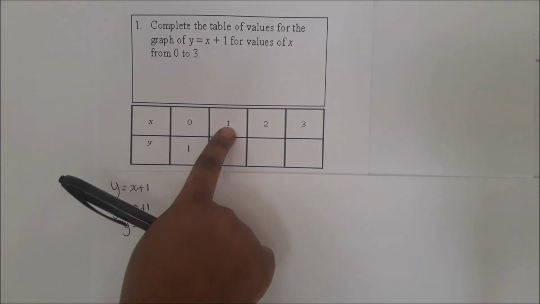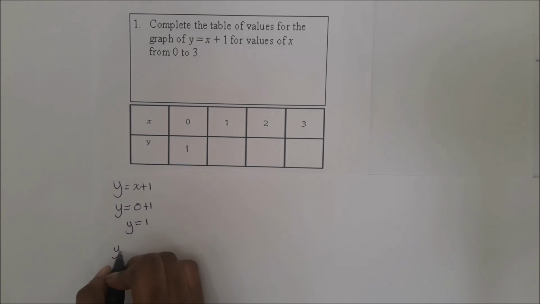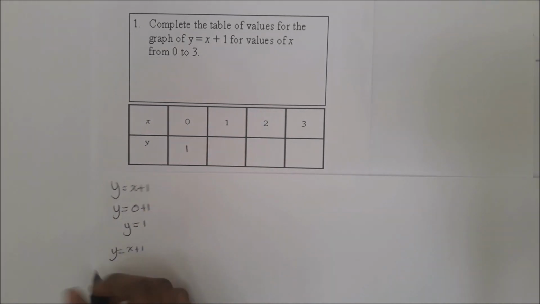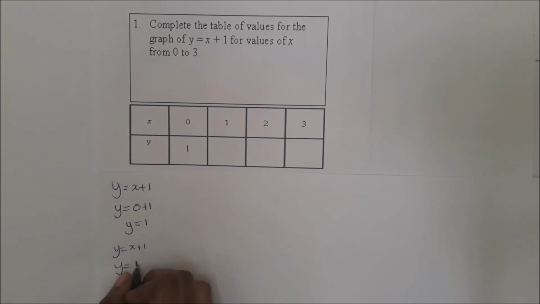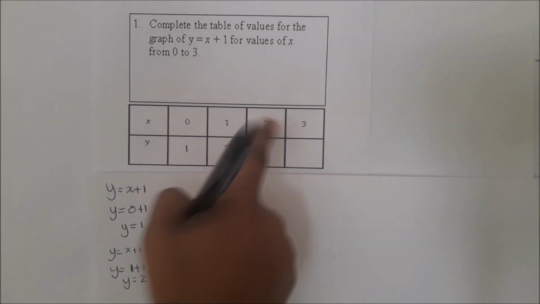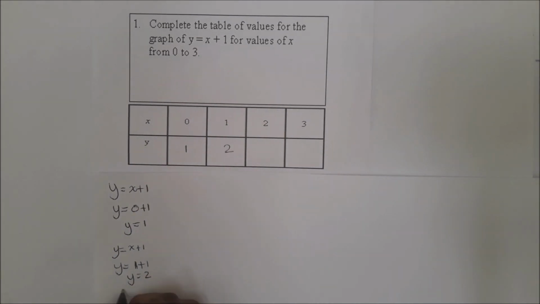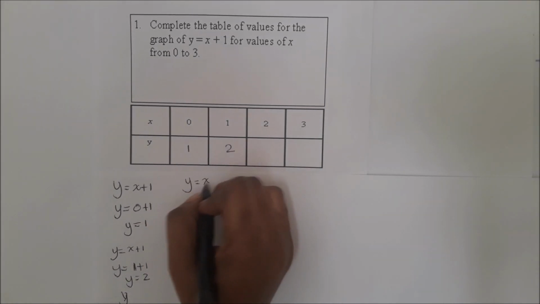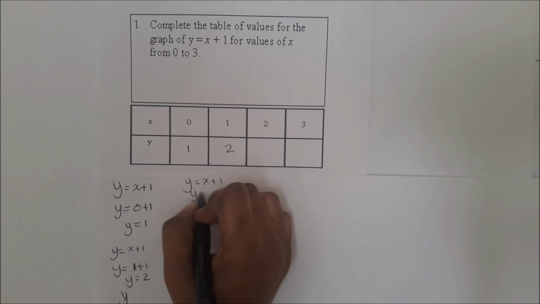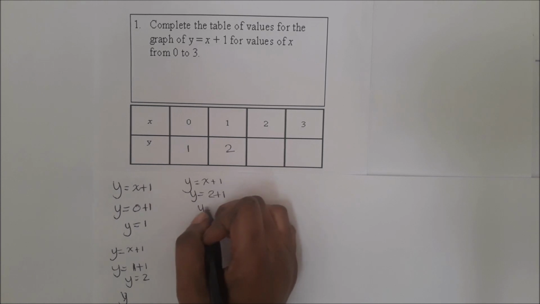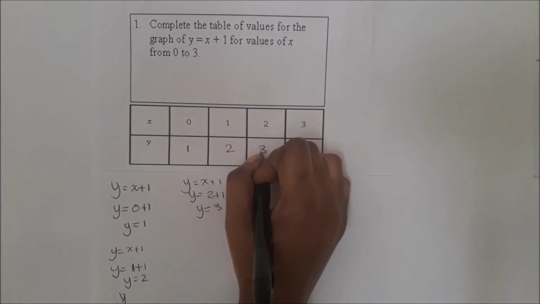Now we'll do the second value. Let's write the equation. Y equals x plus 1. The second number would be 1. So we're going to say y equals 1 plus 1. Y will be equal to 2. So we put that in there. The other one would be 2. Y equals x plus 1 is the equation. We're going to plug in for x, 2 plus 1. So y will be 3. So we put 3 there.